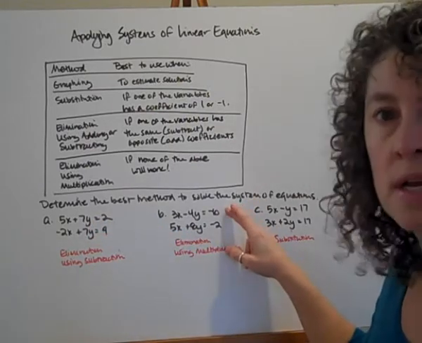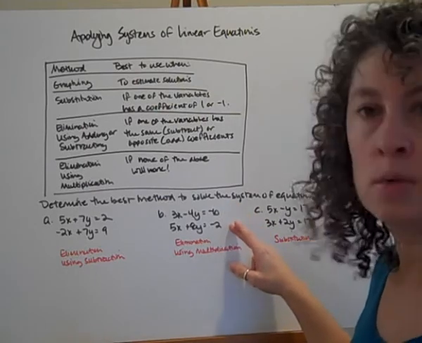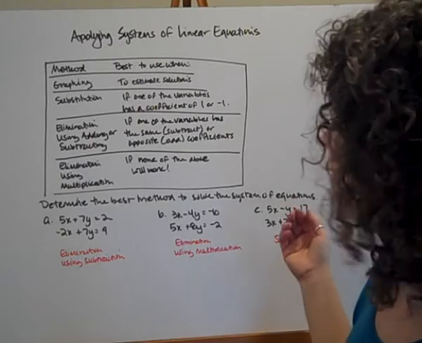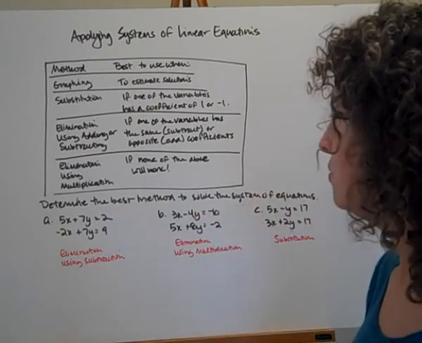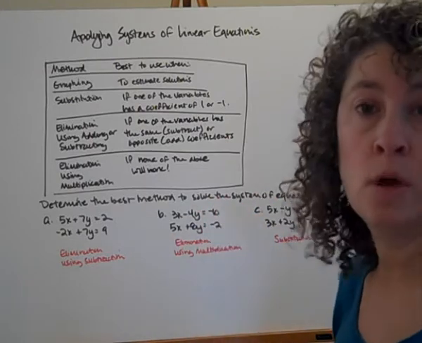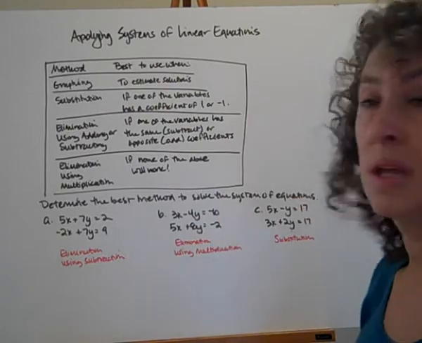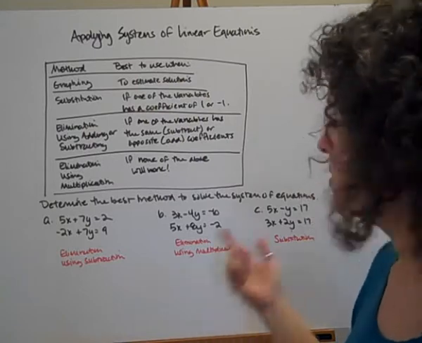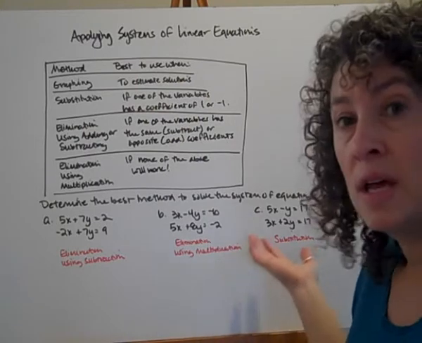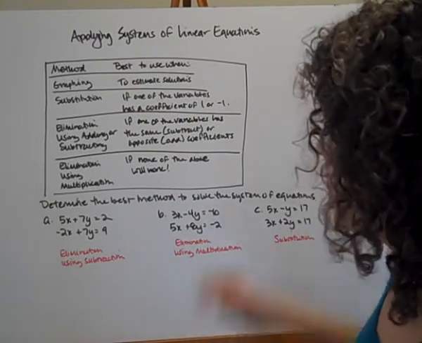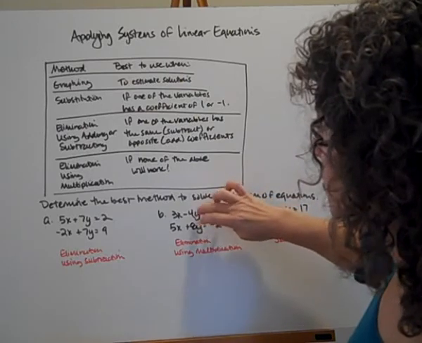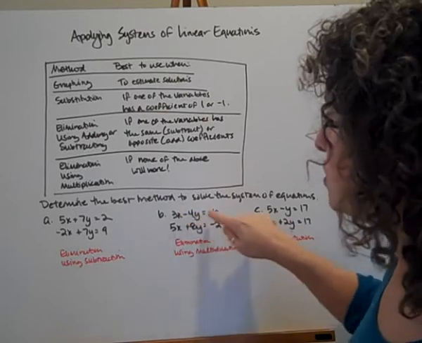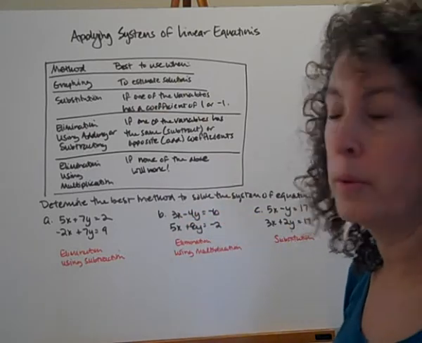3x minus 4y equals -10, 5x plus 8y equals -2. Again, graphing, substitution, I don't have any coefficients of 1 there. Could I get something to be a coefficient of 1? Sure, but that would be really ugly once I did it. I don't have coefficients that are the same or the opposites, so that doesn't work, which means I'm left with elimination using multiplication. Since I have these two that are opposites and 8 is a multiple of 4, it might be rather straightforward to take this first equation and multiply it by 2. That would probably work well.